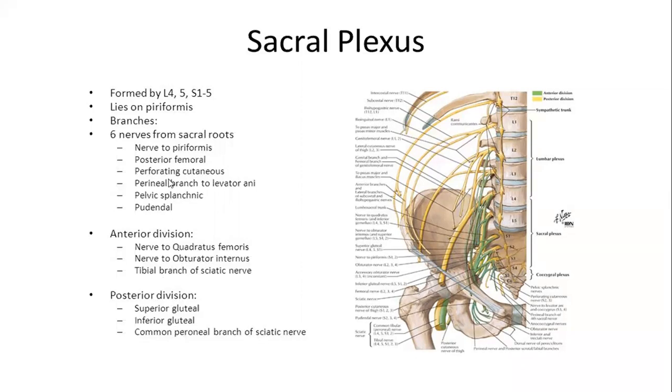In the lower limb, we shall be covering most of these nerves, but a few of the branches of the sacral plexus will be covered with the pelvis, that is in the region of the abdomen and pelvis and perineum. So the branches that we shall be covering with the lower limb include nerve to piriformis, posterior femoral cutaneous nerve of thigh, and branches arising from the anterior and posterior division.